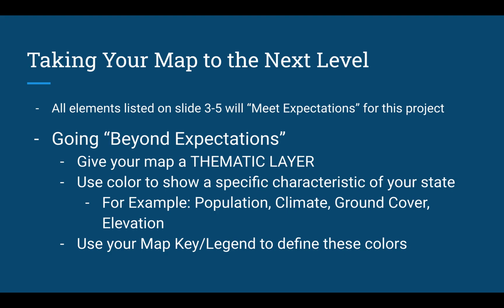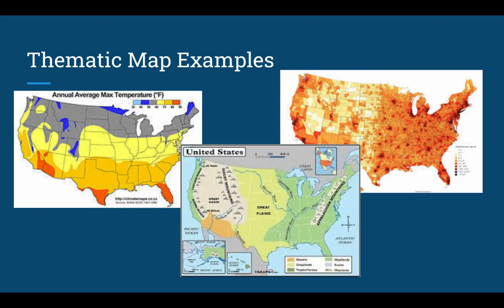Okay? You're going to make sure you use your map key or your legend to define what colors might mean, because you're going to use color to show off a theme on your map. All right? This is a good point to talk to. Every map needs to have color, okay? Not just the thematic maps, okay? Here's some examples. Map on the left, okay? Orange is hot maximum temperatures. Blue is very cold maximum temperatures. And it's showing in the United States how those temperatures vary.